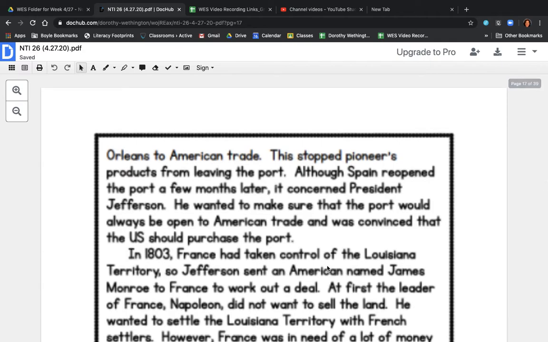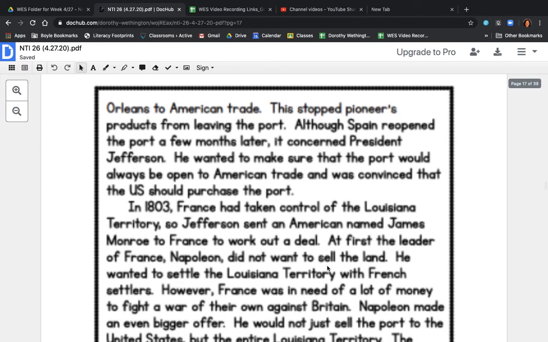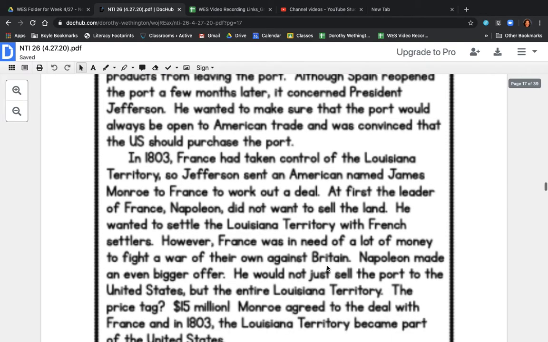He wanted to make sure that the port would always be open to American trade and was convinced that the U.S. should purchase the port. In 1803, France had taken control of the Louisiana Territory, so Jefferson sent an American named James Monroe to France to work out a deal.